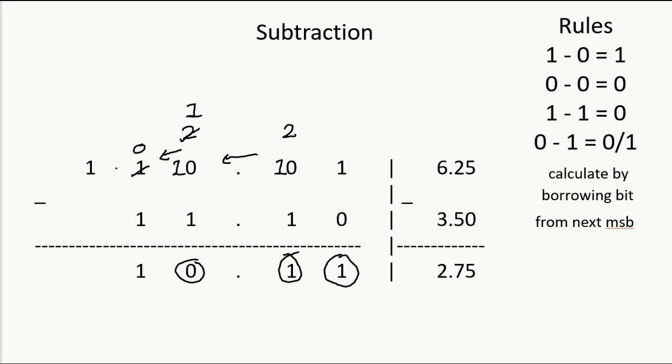0 minus 1, again rule number 4 we need to apply. You need to borrow the number from this 1. It becomes 0, and that borrow comes over here. We can say that's the number 2. So 2 minus 1, that is the final answer, 1 we have. And our final answer is 10.11. We can say 2.75. We can also verify with the decimal.